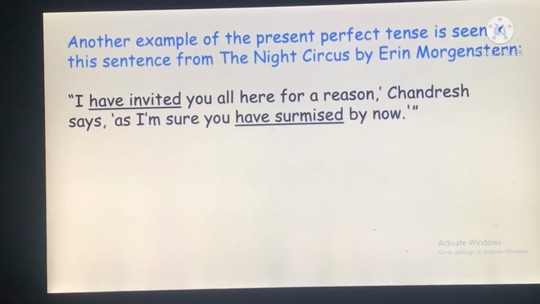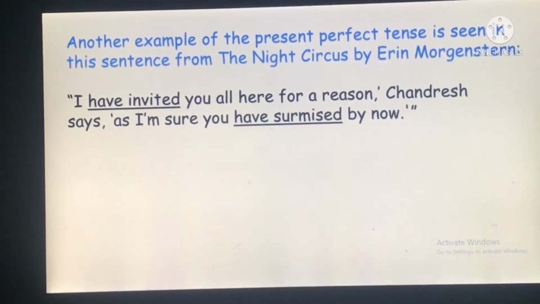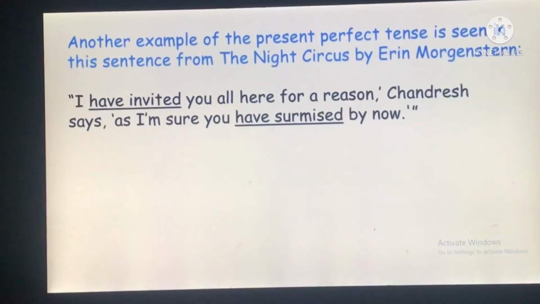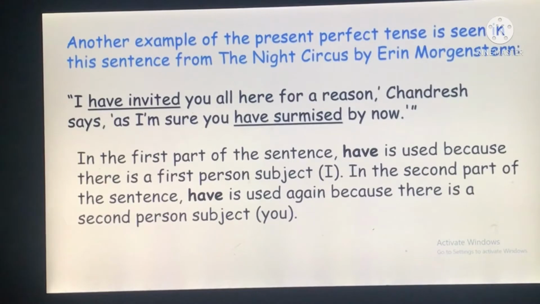I have invited you all here for a reason, Chandrash says, as I'm sure you have surmised by now. In the first part of the sentence, have is used because there is a first person subject I. In the second part of the sentence, have is used again because there is a second person subject you.